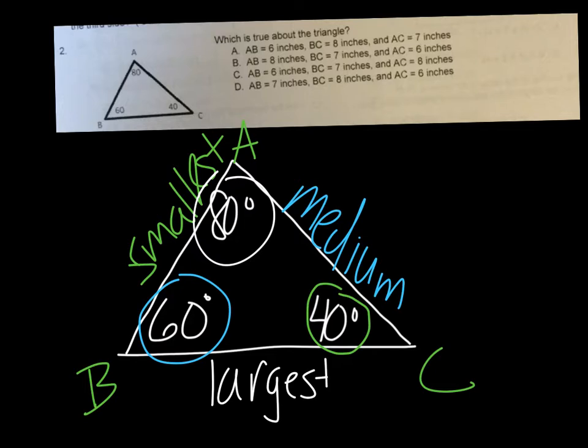So according to choice A, AB is the smallest. And if we look at choice C, AB is the smallest. So we can eliminate B and C. And then if we look at the medium one, that would be line AC. So AC should be 7. And then BC should be 8, because that's the longest. So choice A is the correct answer.